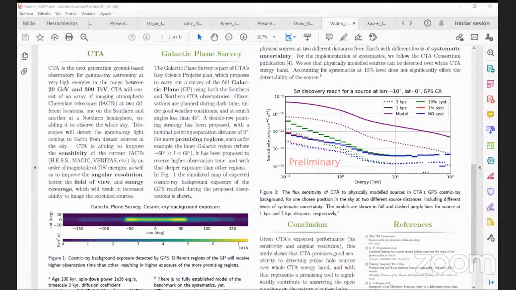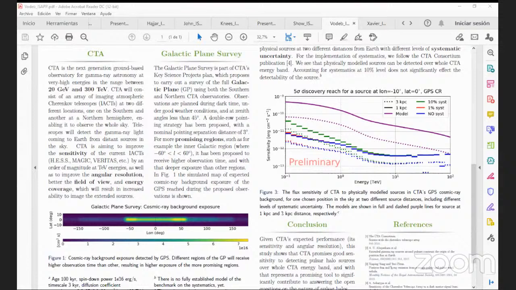For some of the most promising regions, such as, for example, the inner galactic region, it has been proposed to receive higher observation time and with that deeper exposure than other regions. This can also be seen in figure 1, which shows the simulated map of expected cosmic ray background exposure of the Galactic Plane Survey that will be reached during these proposed observations. So we see that there is a region in the middle of the galactic plane, going between -60 and 60 degrees in longitude, that will receive higher observation time than others, and with that higher exposure.